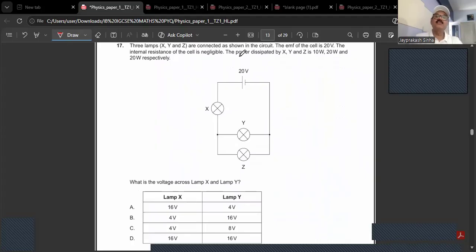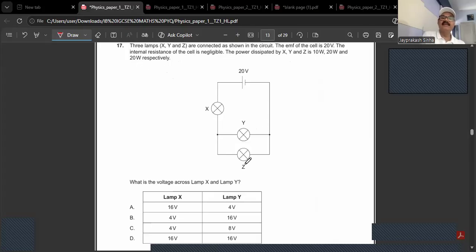Okay, 3 lamps X, Y, Z are connected as shown in the circuit. The EMF of the cell is 20 volt. Total EMF of the cell is equal to 20 volt. The internal resistance of the cell is negligible. The power dissipated by X, Y, and Z is 10 watt, 20 watt, and 20 watt respectively.